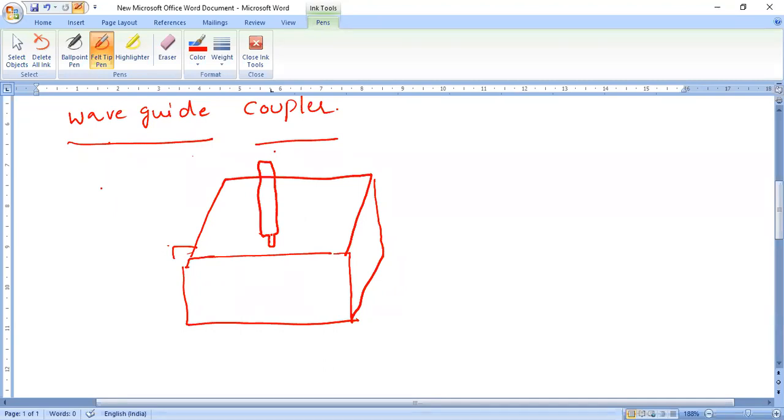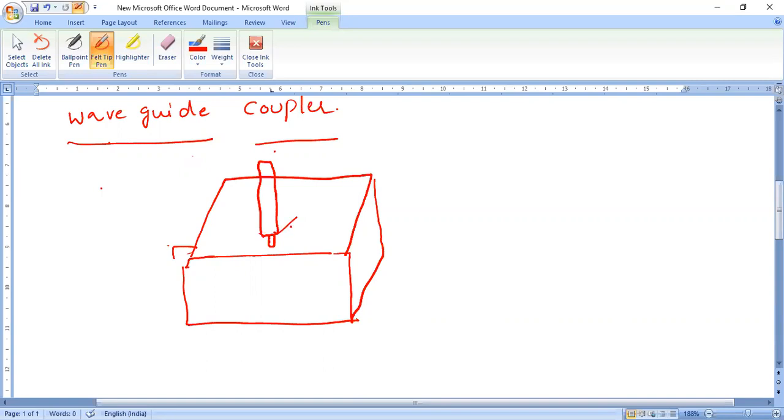What for waveguide couplers are used? There are a number of ways in which a signal can be fed into the waveguide. First of all, we need to feed the signal inside the waveguide to get various outputs. The most commonly used method is the probe method.